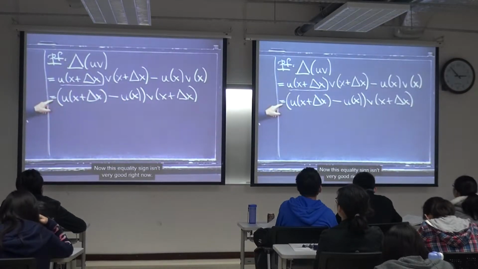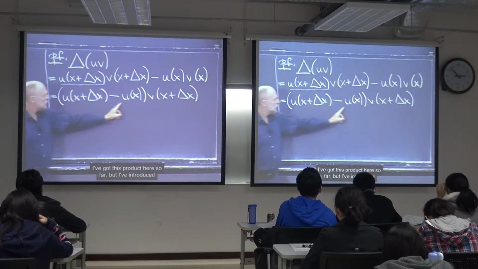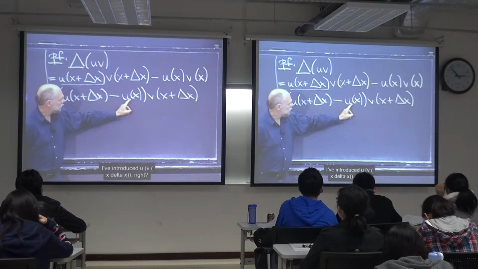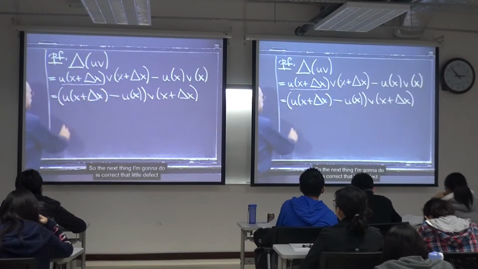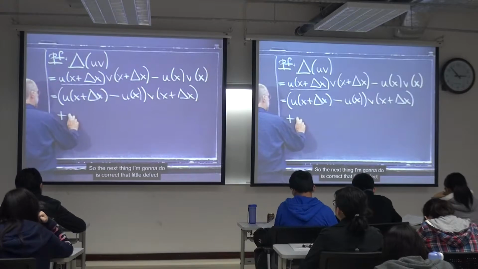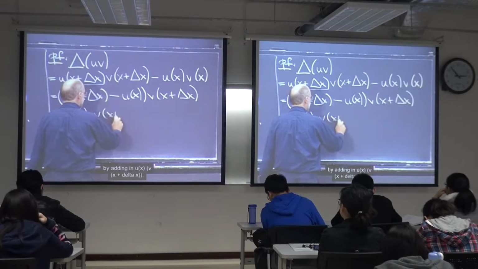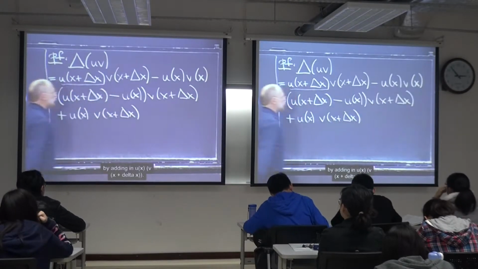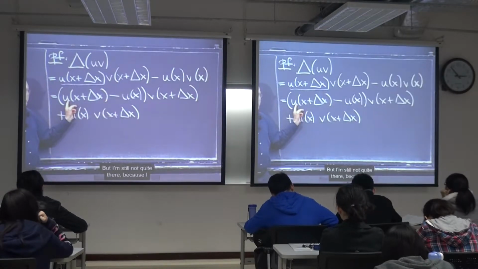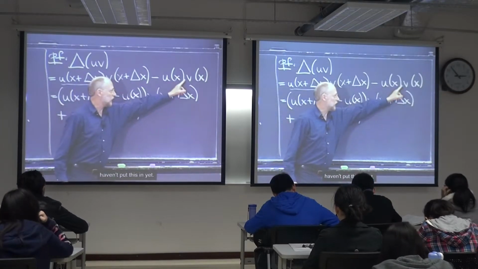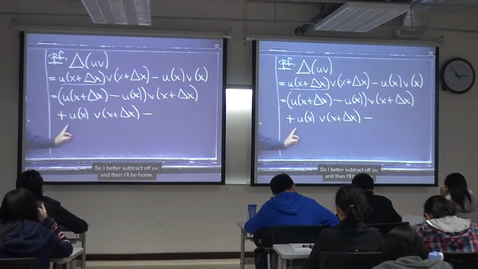Now this equality sign isn't very good right now. I've got this product here so far, but I've introduced something I don't like. I've introduced u times v of x plus delta x, right? Minus that. So the next thing I'm going to do is correct that little defect by adding in u of x times v of x plus delta x. Okay? Now I canceled off what was wrong with this line, but I'm still not quite there because I haven't put this one yet. So I better subtract off u of x times v of x, and then I'll be home.